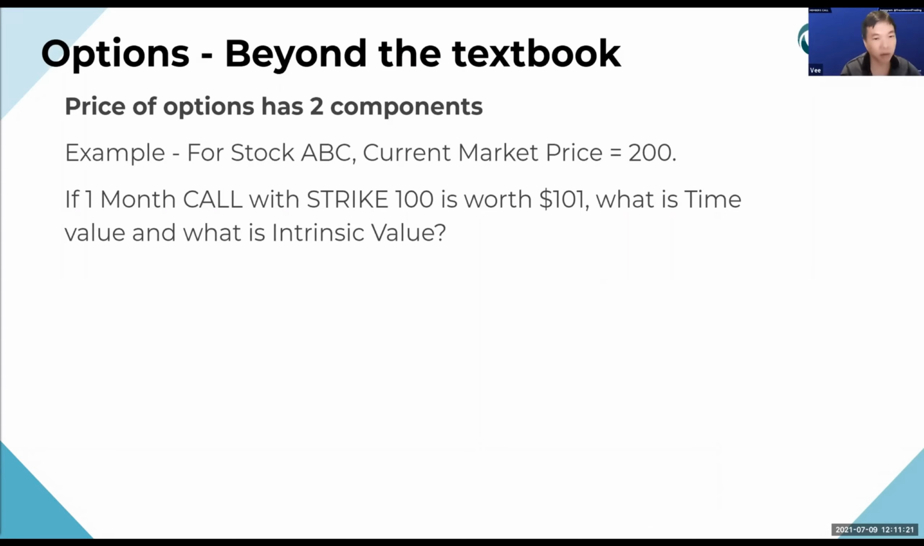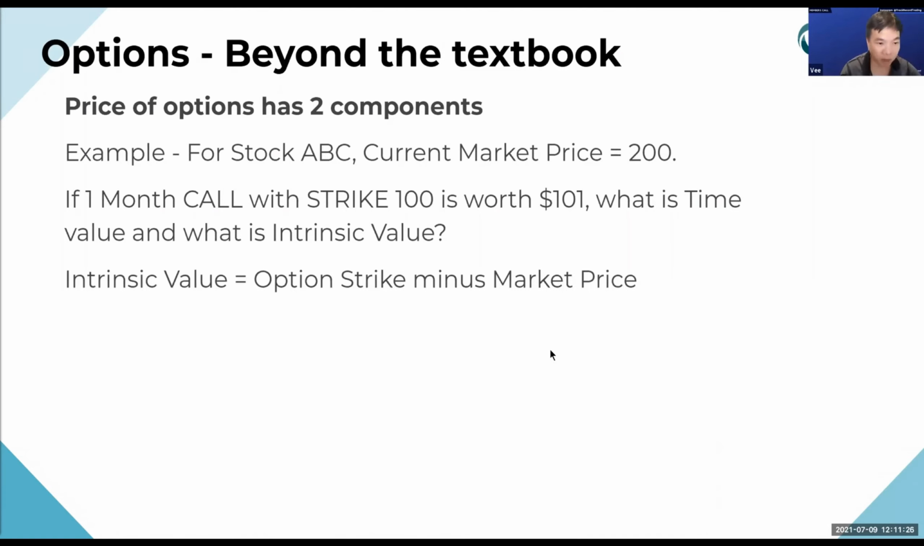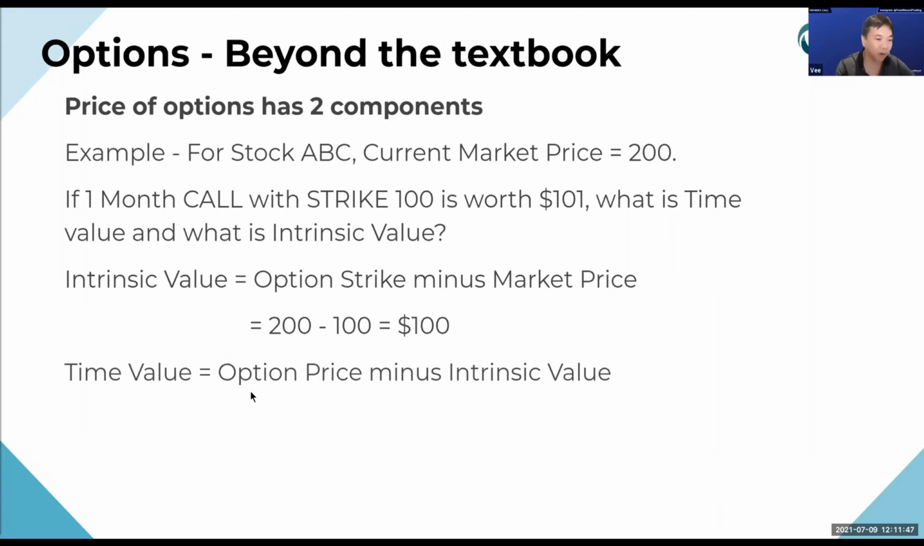Of course, you can later think it through, but I'll just walk through it, right? Intrinsic value is, as I said, the market price minus the strike price, if it's a call option, right? So it's 200 minus 100. It's the other way around if it's a put option, right? But this is a call option, so it's 100. And then the time value is basically the price of the option, which is 101, minus the intrinsic value. Okay, it is $1, right?